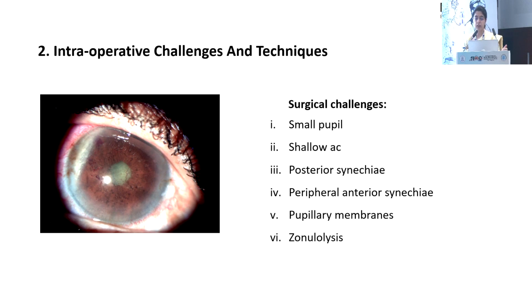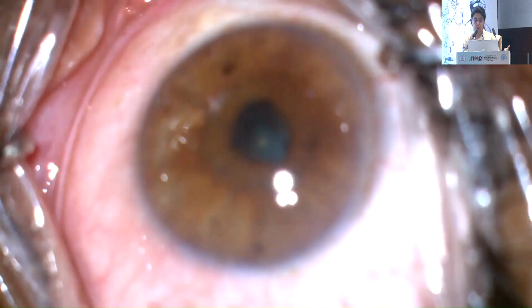Now, what are the intraoperative challenges and techniques? Of course, the pupils are small, AC is shallow, you get posterior synec, peripheral anterior synec. You have to deal with all these problems, and surgery should be planned properly. I'll show two cases. I'll show two eyes of the same patient. In one, I have used iris hooks, and the other, I have used B-hex ring.